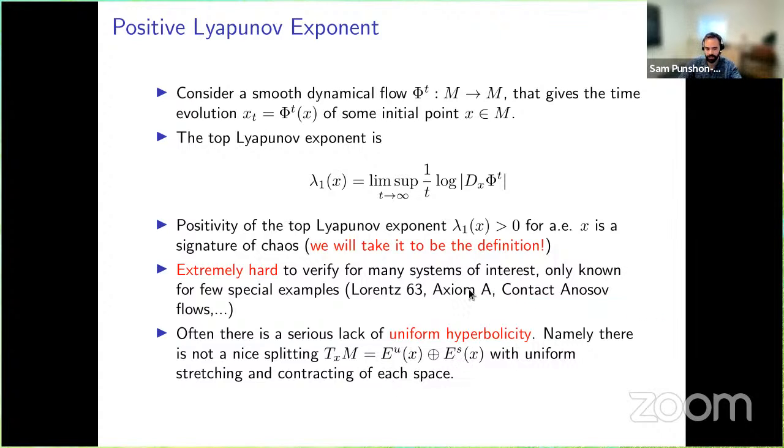And in those cases, the Axiom A contact Anosov flows, they are known to be uniformly hyperbolic systems. And this means that the linearization has a nice action that splits the tangent space into an unstable and a stable direction. And on the unstable direction, you have expansion, and on the stable direction, you have uniform contraction. The problem is that many systems of interest don't have this structure. And so you lack a uniform hyperbolicity. You don't have a clean splitting. There may be something known as non-uniform hyperbolicity, but this is extremely hard to get a handle on.